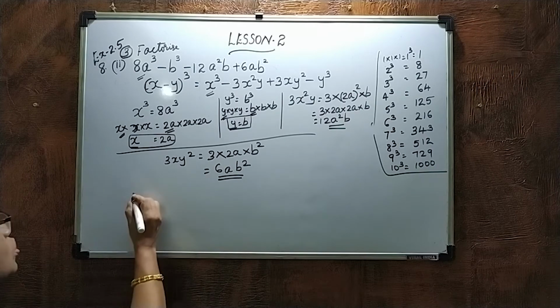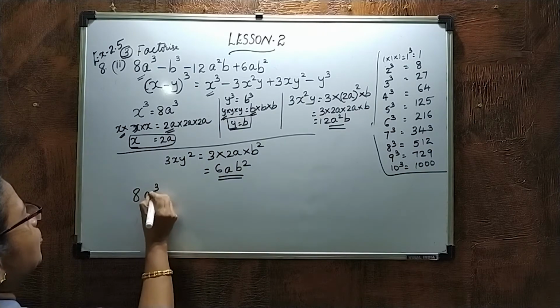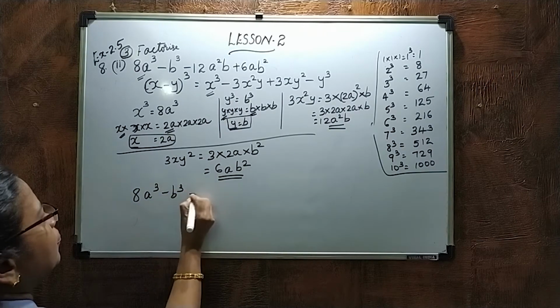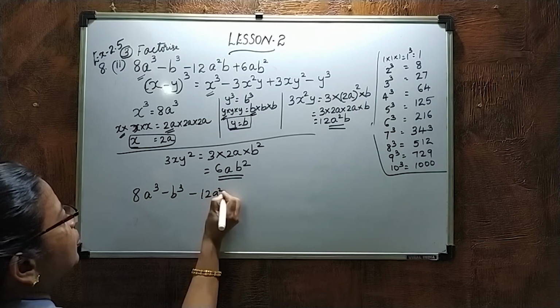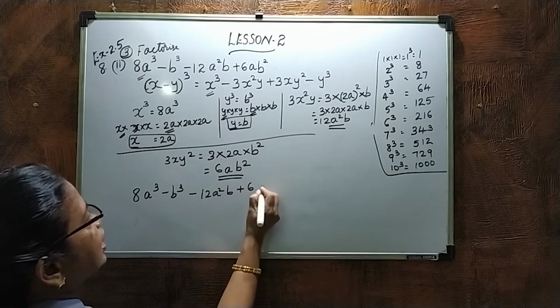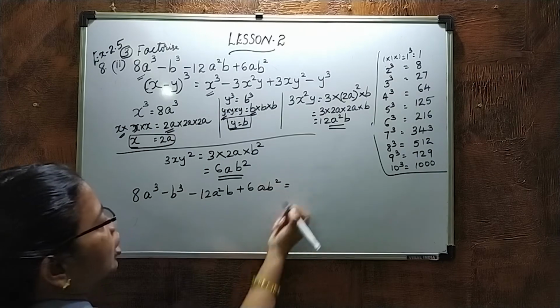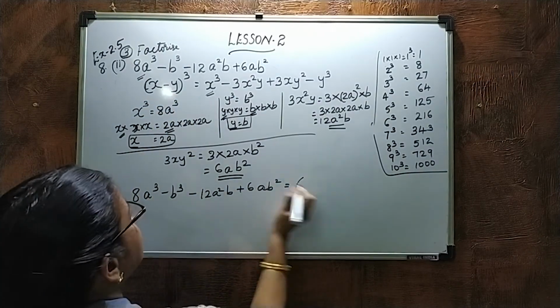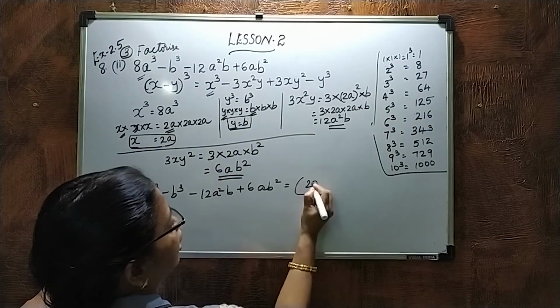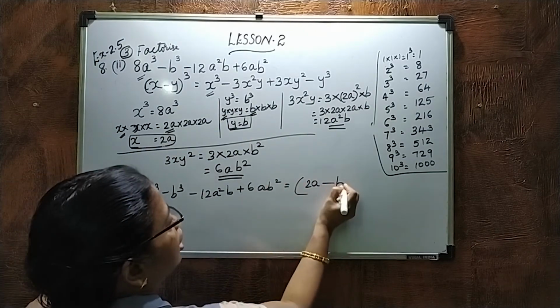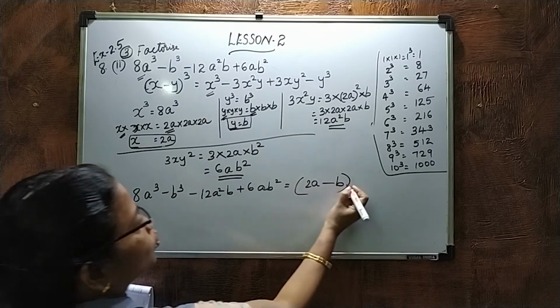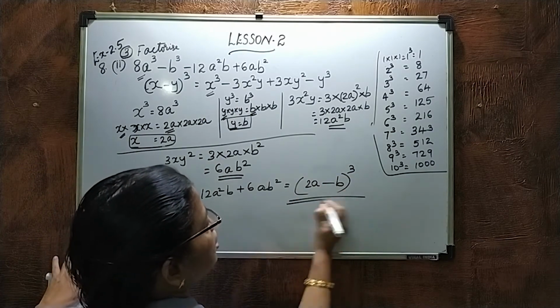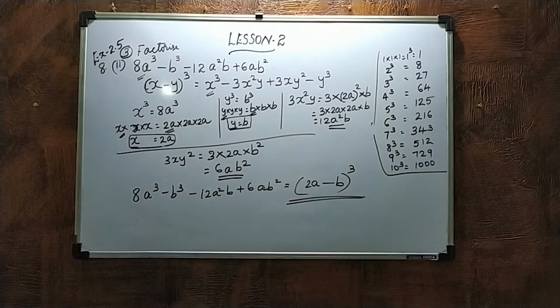So just write the question then. 8a cube minus b cube minus 12a square b plus 6ab square equals x minus y, the whole cube. X is 2a, y is b, so it is 2a minus b, the whole cube. That is the answer for that. Clear?